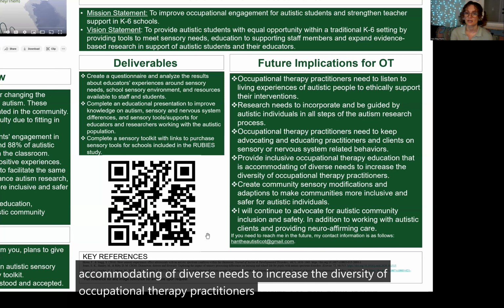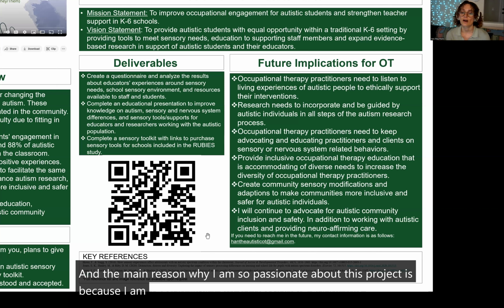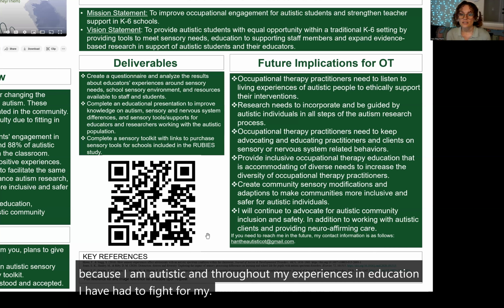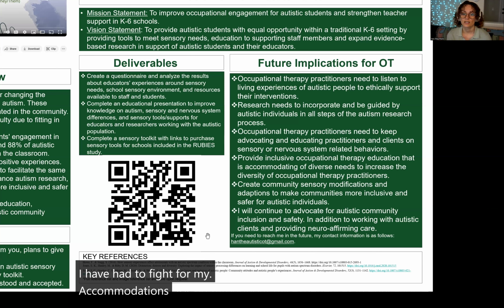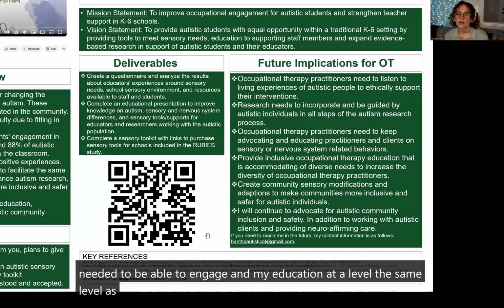And then inclusive occupational therapy education that is accommodating of diverse needs to increase the diversity of occupational therapy practitioners is very needed. And the main reason why I am so passionate about this project is because I am autistic, and throughout my experiences in education, I have had to fight for my accommodations and just to be supported in the way that I needed to be able to engage in my education at the same level as my classmates.